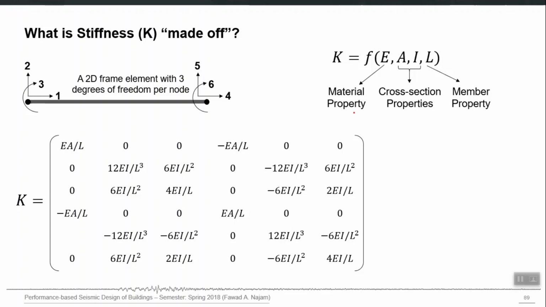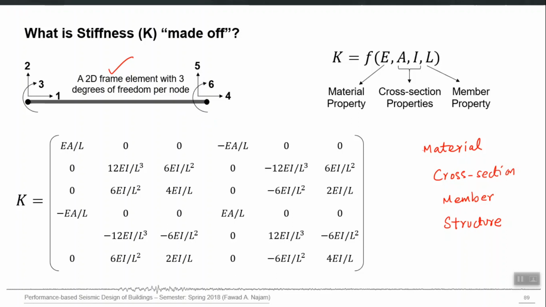So material, basic level, material, next level cross-section, and then next level member, and final level is structure, right? Just consider a simple K matrix and you will understand that hierarchy. I take this two-dimensional frame element with 3 degrees of freedom at both ends as an example. Total 6 degrees of freedom.